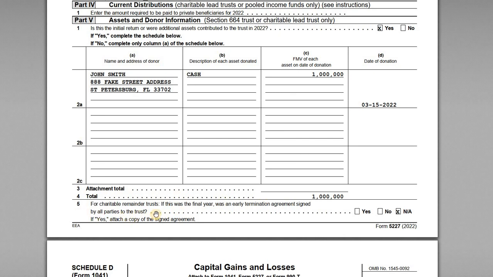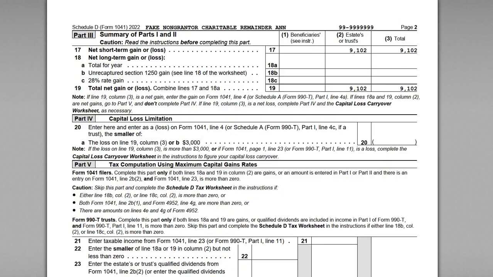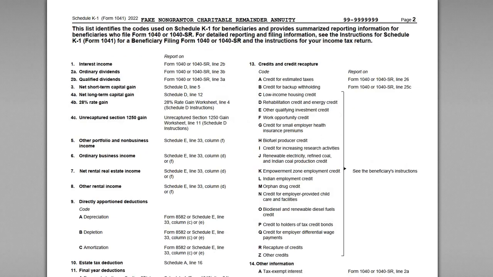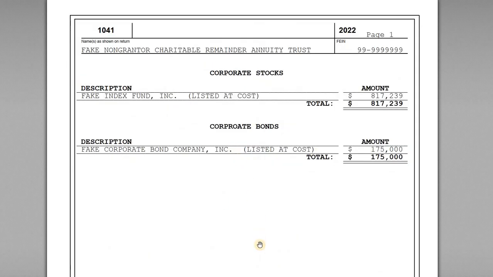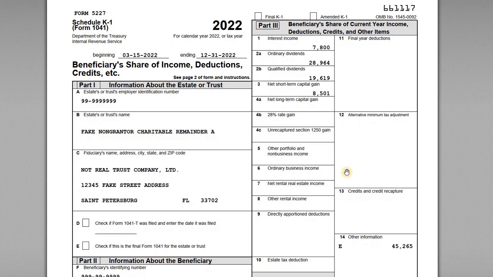Now, question 5 for CRTs: if this was the final year, was an early termination agreement signed? In our case, not applicable, since this is not a final year. Then we get into the capital gains, which we've already gone over, that was the overflow statement. We covered that. So now let's look at the K1.